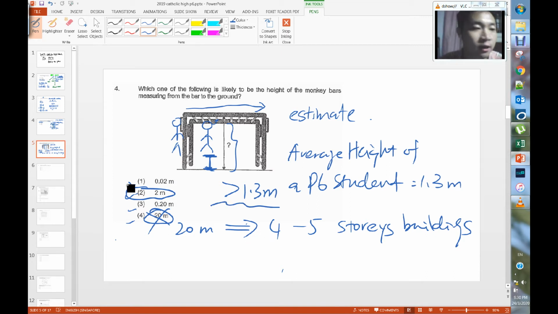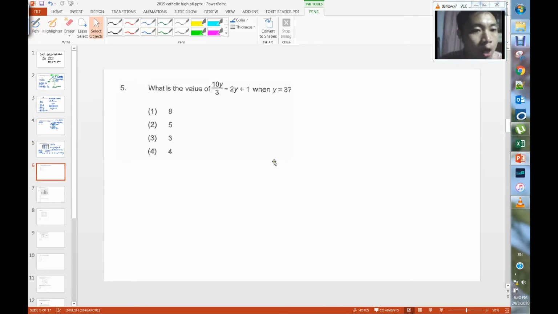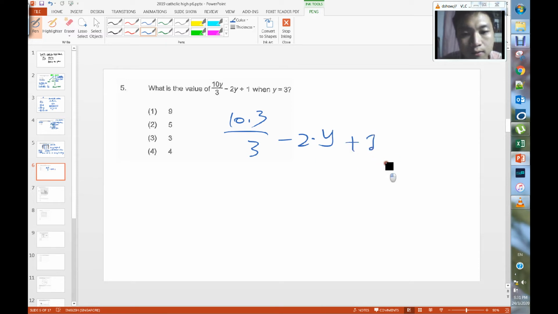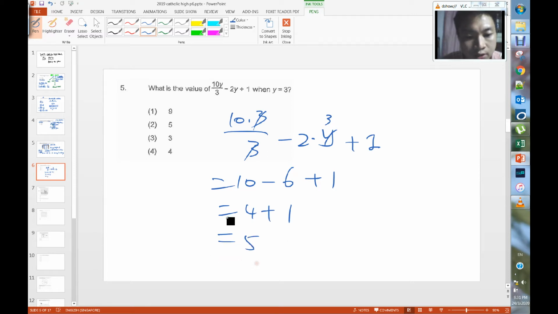Okay, next, what is the value of this when y equals to 3? So this question is the simplest. All you need to do is you replace your y with 3. So what do you have here? You have 10 minus 2 times 3 is 6. So you get 4 plus 1, and the final answer should be 5. So you should choose option 2.